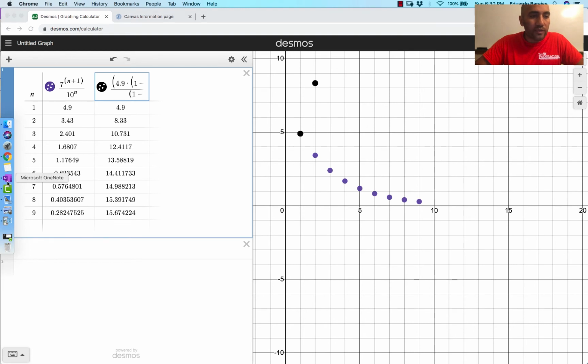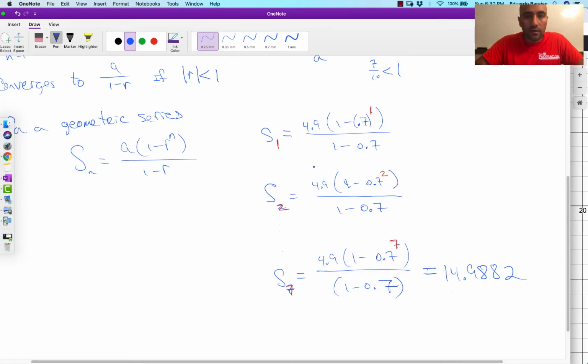It's just repeating this formula right in here, except we replaced it with an n instead of this number. So it's 4.9 times 1 minus 0.7 to the nth power, all over 1 minus 0.7. We could have simplified it, obviously. We could have had this number divided by this number times 1 minus 0.7 to the power of n.